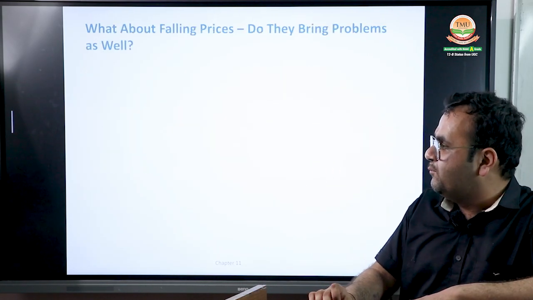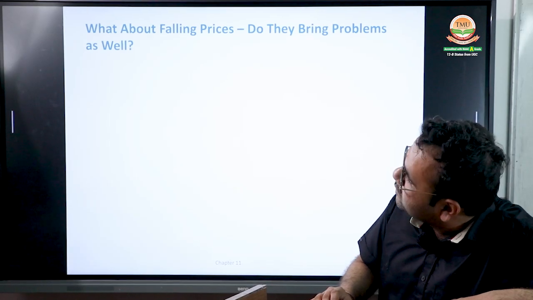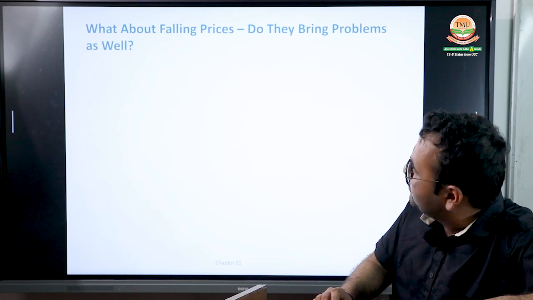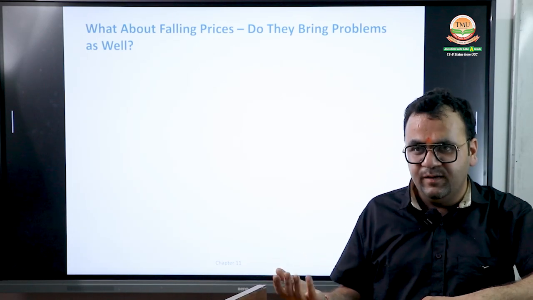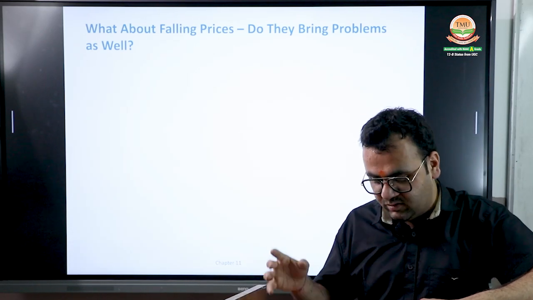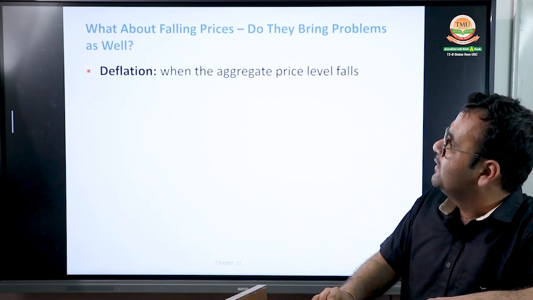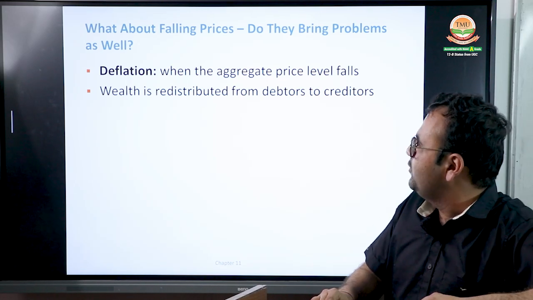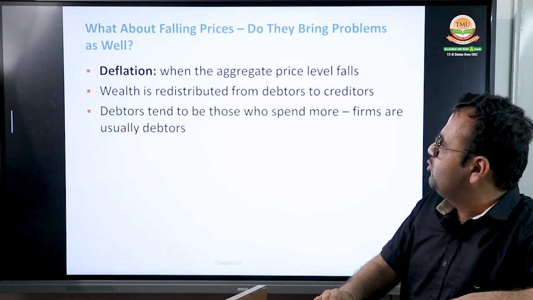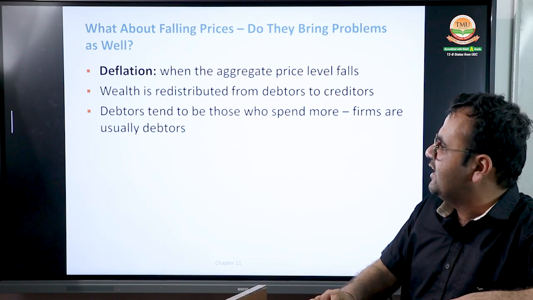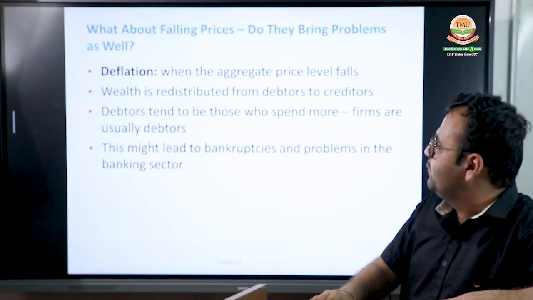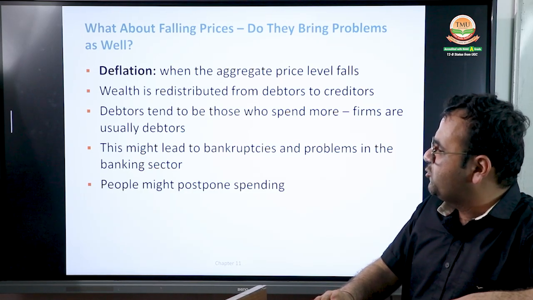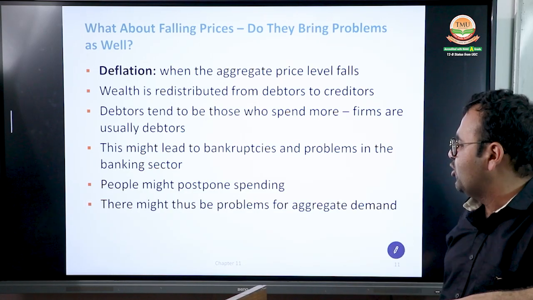It creates many costs. Does falling price bring problems as well? If the price of some goods falls, what problem may it cause? Deflation: when the aggregate price level falls, wealth is redistributed from debtors to creditors. Those who spend more funds are usually debtors. This might lead to bankruptcies and problems in the banking sector. People might postpone spending. There might thus be problems of aggregate demand.